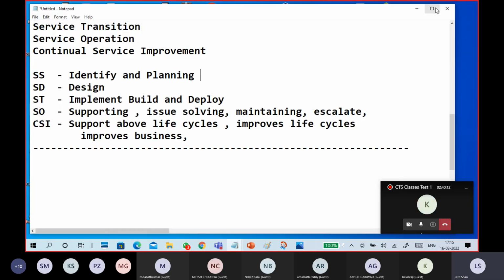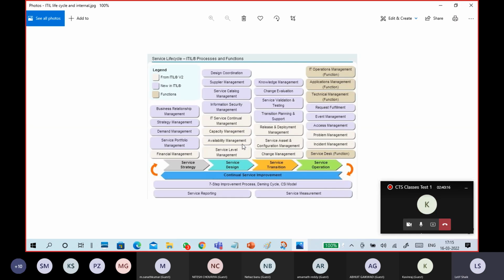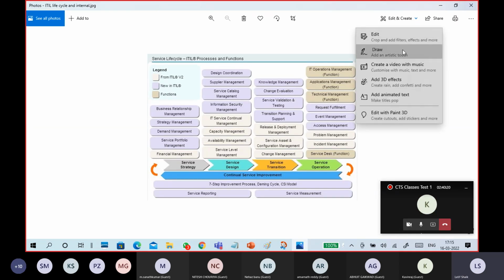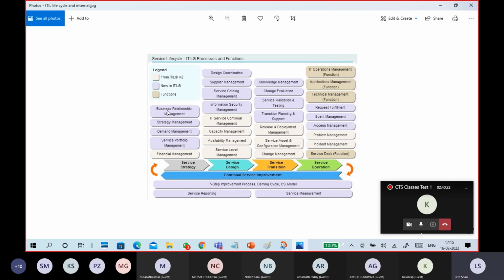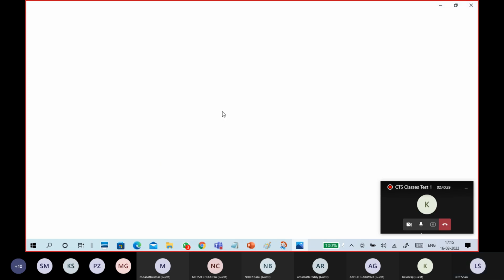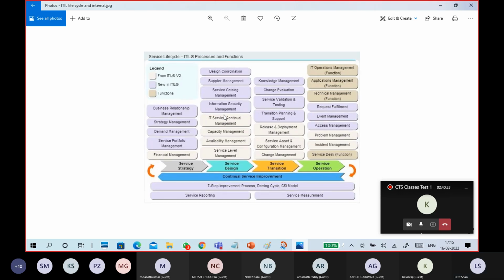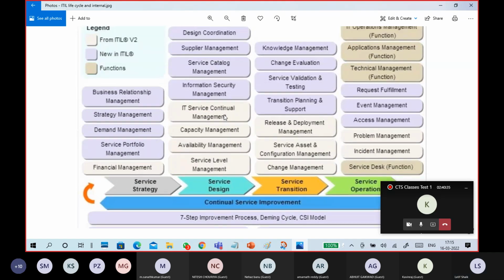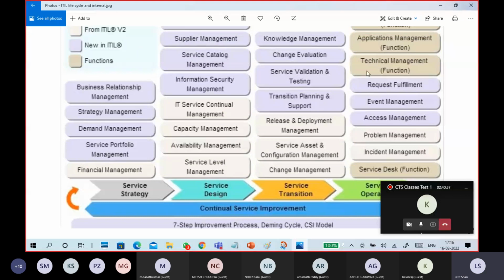Okay, I will explain one by one with the internal life cycles. I told you guys 5 life cycles. So here it is. In this one, I will explain directly each and every life cycle. What is happening? Okay. This is service strategy.